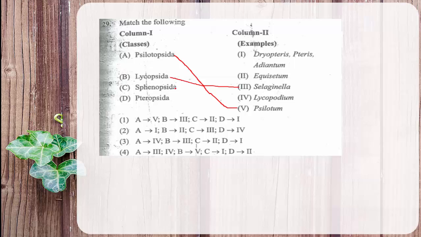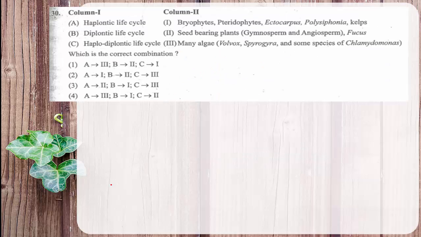Then Sphenopsida, the one example is Equisetum, and Pteropsida, the examples are Dryopteris, Pteris and Adiantum. All these belong to the Pteropsida. So the right answer for this question is option 1. So this is the right answer for the given match the following.